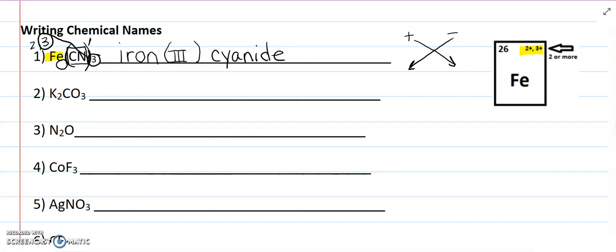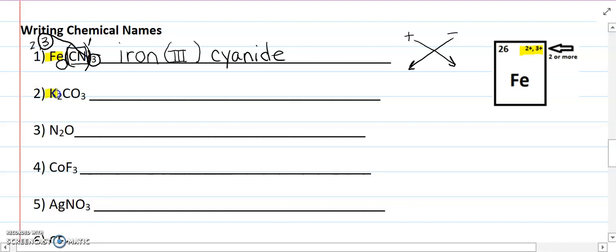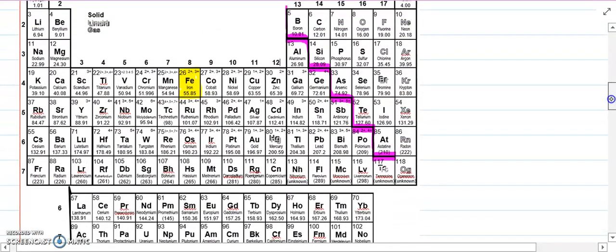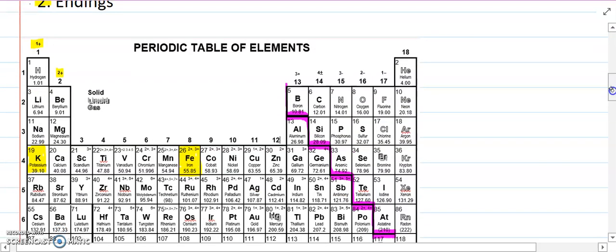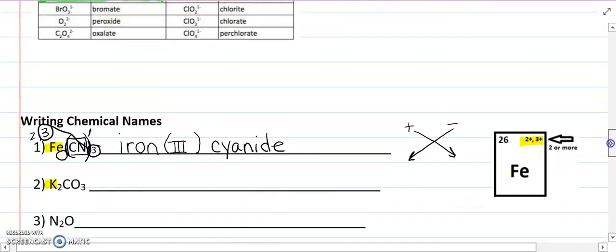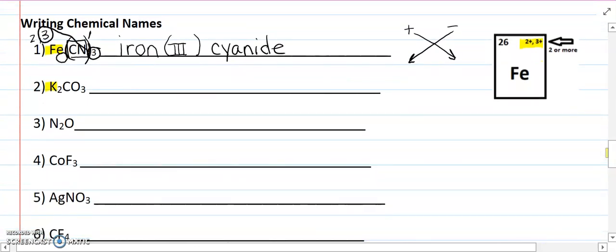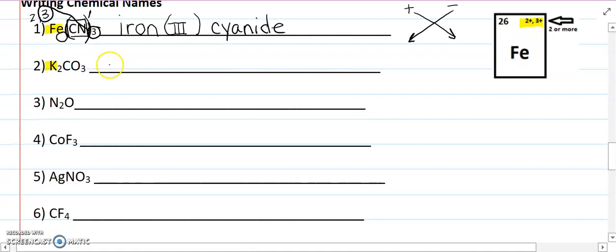Going on to the next one, I find my first element. It is K. K is potassium. I find potassium on my periodic table, and potassium is here. Unlike iron, it does not have charges in the box because I'm going to find potassium's charge above it. So potassium is going to be a +1 for a charge. If potassium is a +1 for the charge, I don't need to worry about it. I can just write potassium.